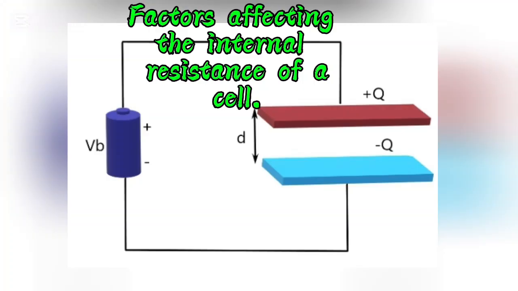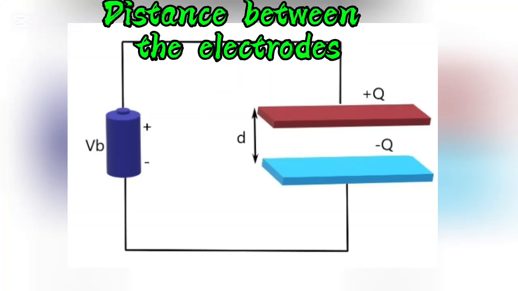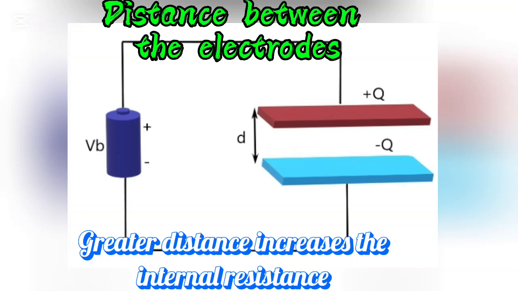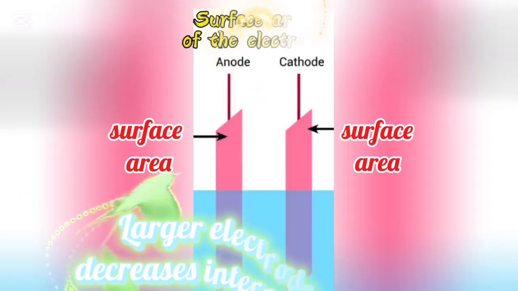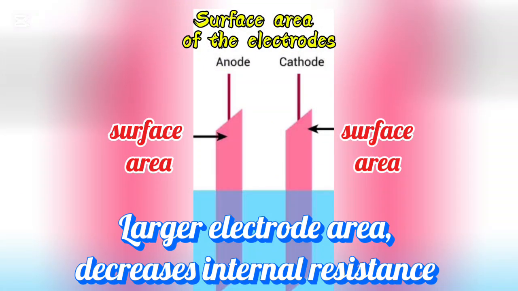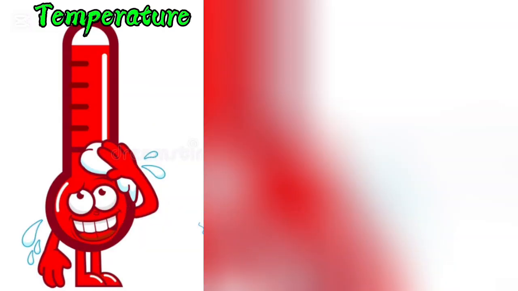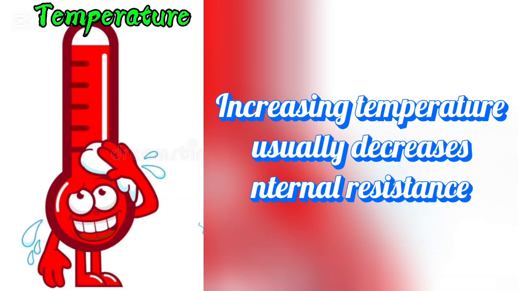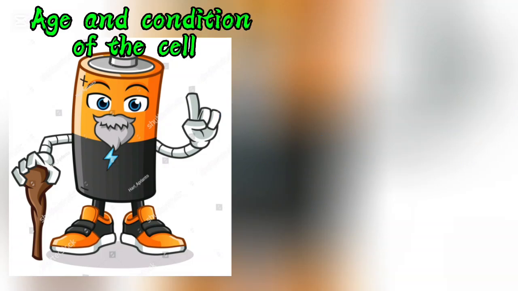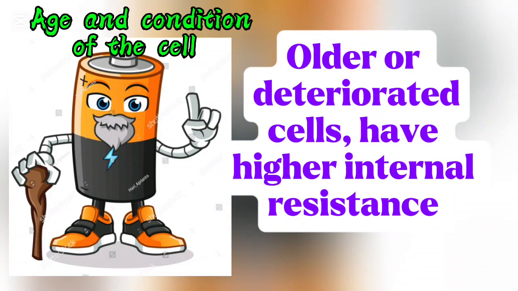Factors affecting internal resistance of a cell. 1. Distance between the electrodes. Greater distance increases the internal resistance. 2. Surface area of the electrode. Larger electrode area decreases internal resistance. 3. Concentration of electrolyte. Higher concentration lowers internal resistance up to an optimum point. 4. Temperature. Increasing temperature usually decreases internal resistance. 5. Age and condition of the cell. Older or deteriorated cells have higher internal resistance.